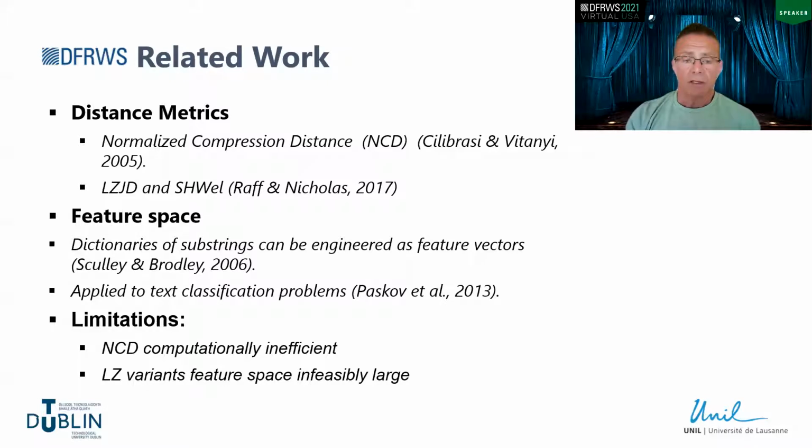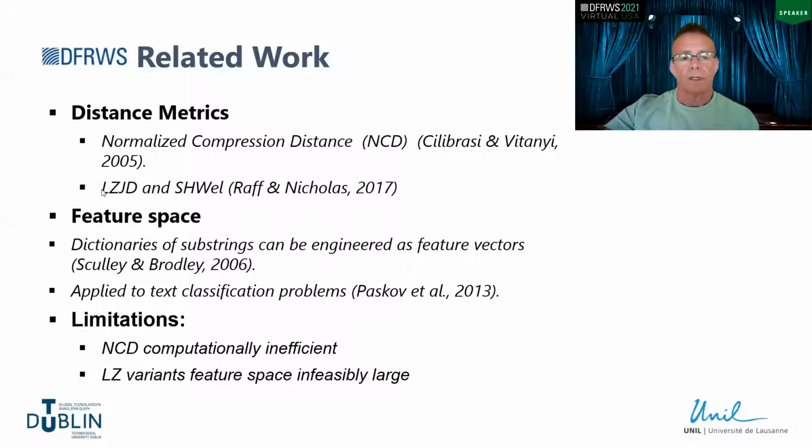The LZ variants have been shown to produce very large feature spaces. For example, the LZ variant LZ77 produces an exponential feature space. So as our data inputs grow, so the number of files that we're processing grows, so too does the feature space to represent those. And again, for the likes of the LZJD and Schwell algorithms, the authors have had to use feature dimension reduction in order to make this feasible as a feature space.